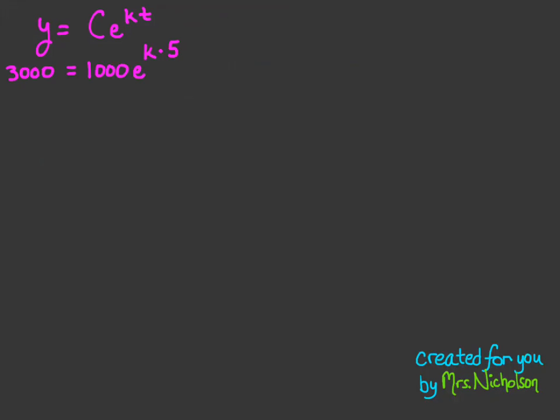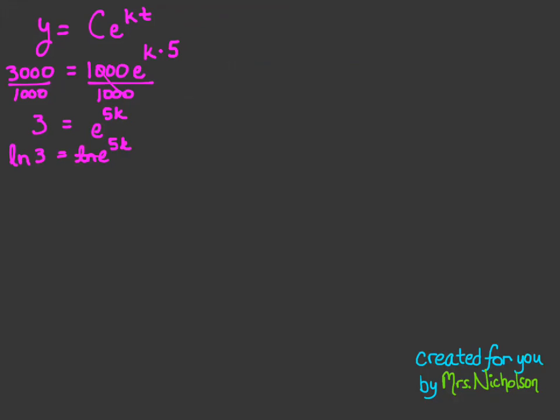So I need to solve for k. Now notice k is in an exponent, and so that means we're going to have to use a log at some point to undo this exponential, but I need to get that exponential term by itself, which means I need to cancel the 1,000. Since it's being multiplied, I'm going to divide, and so I get 3 is equal to e to the 5k power. Now I have the exponential by itself, and I'm ready to use a log. Since my base is e, we are going to use the natural log. So I'm going to natural log both sides of this equation.